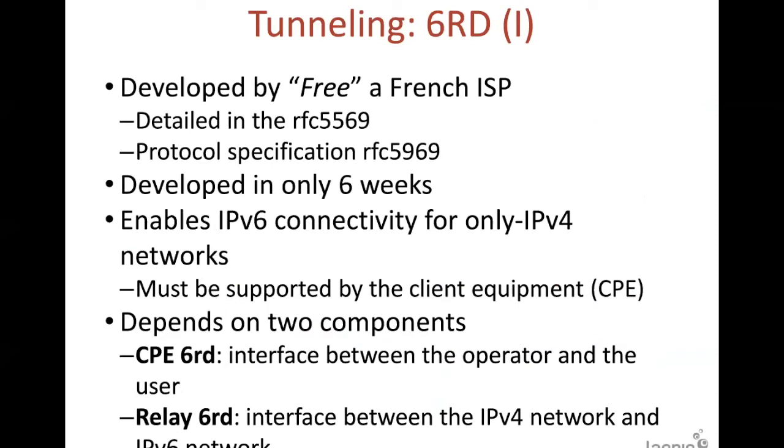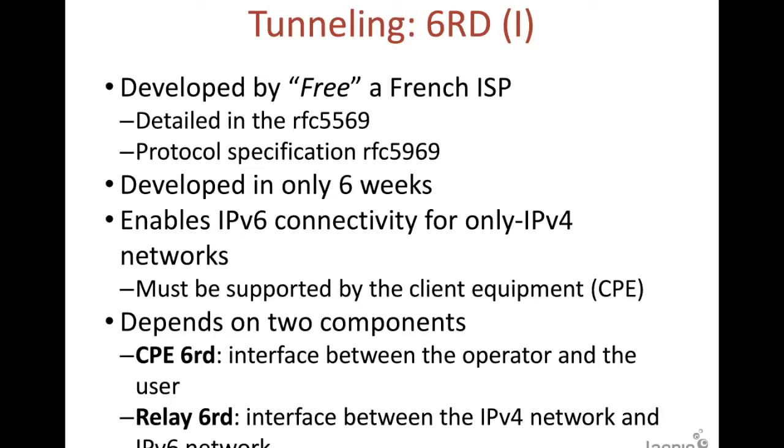Now that we know about tunneling, I want to tell you, actually, I like this transition mechanism a lot. It is called 6RD. It was very popular in the past. A lot of people are still using it. It is called 6RD, which means IPv6 rapid deployment. In the slide, you can see that it was developed by a French ISP. All the technical details are specified in the request for comment, RFC 5569. It only took 6 weeks for deployment.